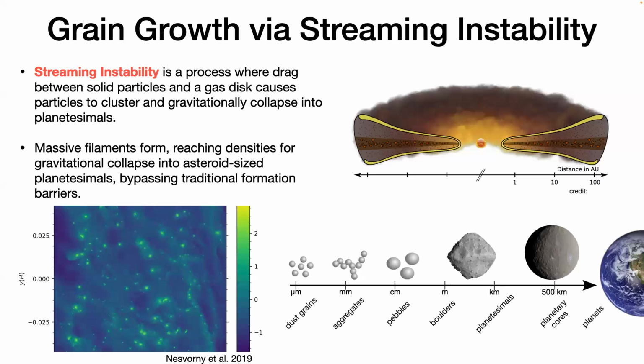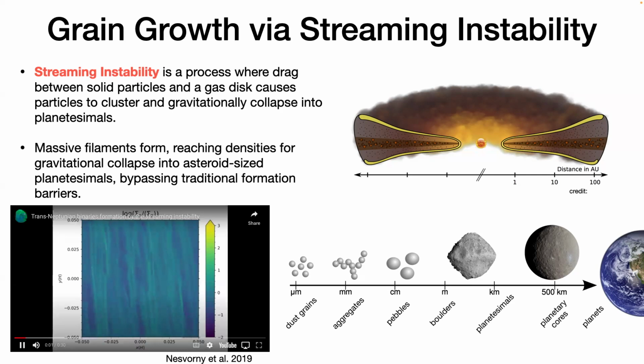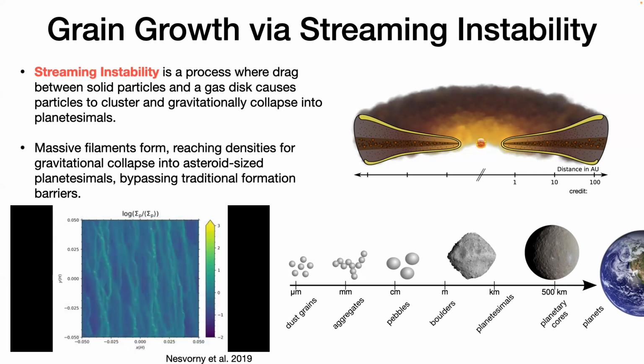And so one way to create these protoplanets is that you first have to go from really small grains to larger grains, but you have this meter-sized barrier. So one way to overcome that is called the streaming instability, which is basically a process where the drift between the solids and the gas creates these clumps. This is from Nesvorný 2019, and these clumps can self-gravitate and form these planetesimals. Okay? So that's one way to get over this meter-sized barrier.